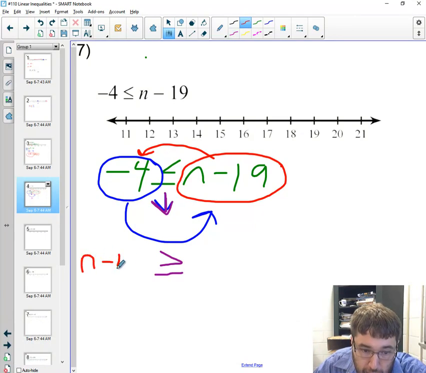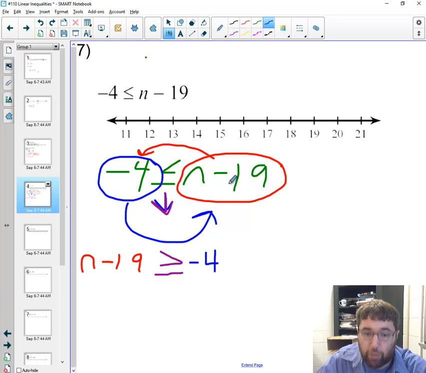So I have n minus 19. The negative 4 just comes over. So basically, the right side becomes the left side and the left side becomes the right side, and I flip the greater than or less than sign.